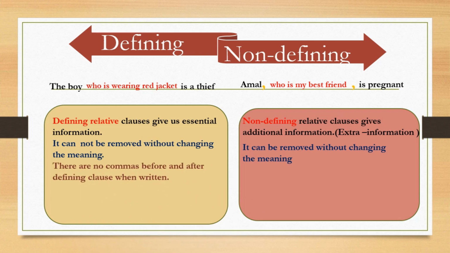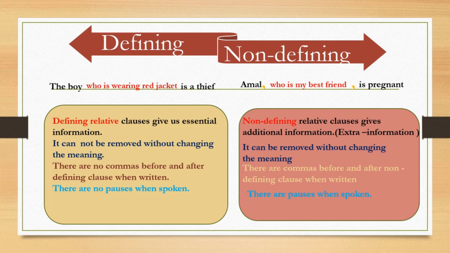We use a non-defining relative clause between two commas, whereas in a defining relative clause there are no commas. This is in written English. In spoken English, there are no pauses in a defining relative clause, whereas in a non-defining relative clause, there are pauses.